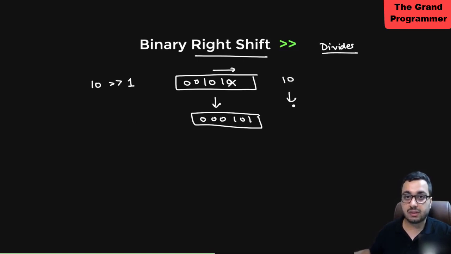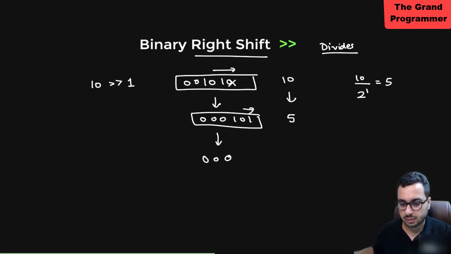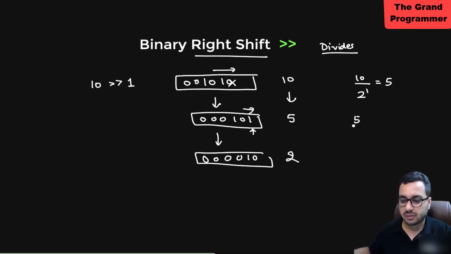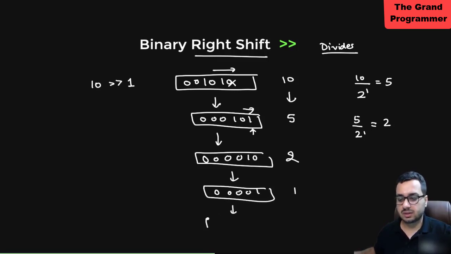So if we do 10 right shift 1, that means 10 divided by 2 raised to the power 1. This number is 5 and this number is also 5. Again, if you do a right shift 1 here, it's an odd number, you should get 2. Doing right shift 1 here, this 1 will fall off and we will get 10. So this number is 2. This is the same as doing 5 divided by 2 raised to the power 1, that is 2. Similarly if you do it once again, you will end up getting 0001 and this number is 1. And let's do it once more, you will get 0000, this number would be 0.